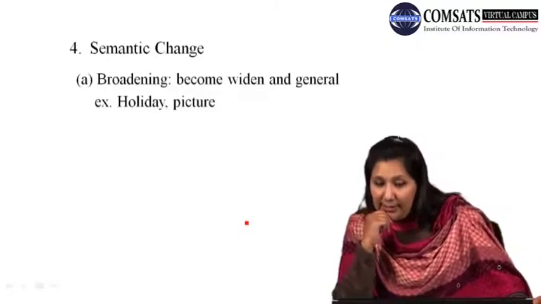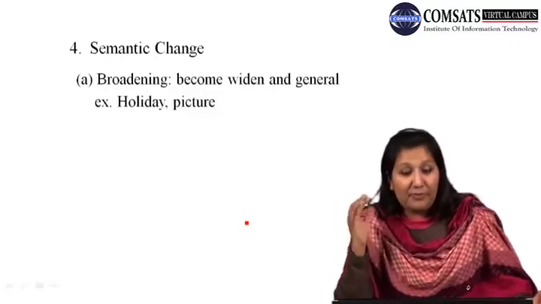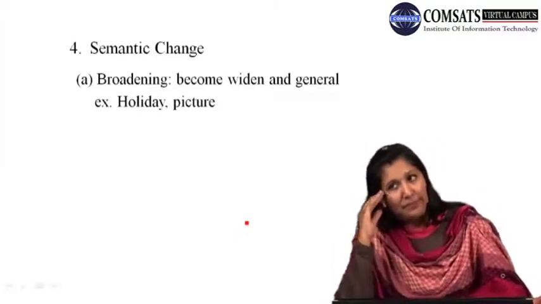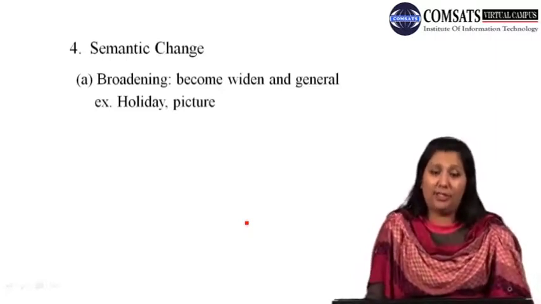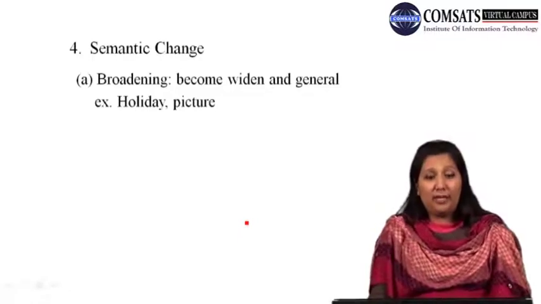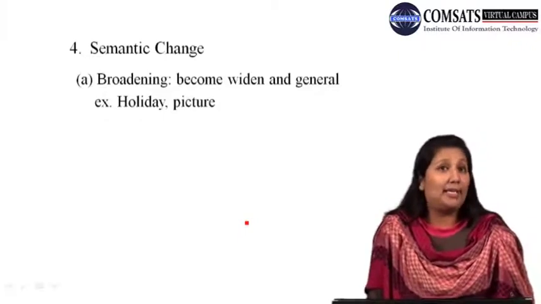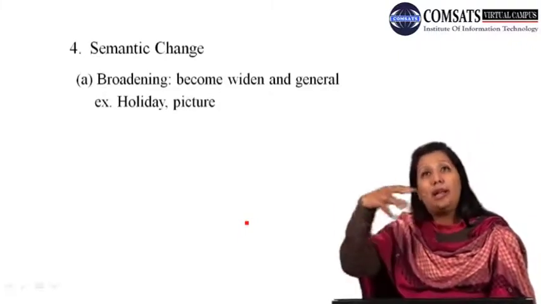Broadening: become wider and general. For example, holiday and picture. Semantic change. Semantics is actually concerned with the meanings of the words, with the meanings in the language. Semantic change is concerned with different things. For example, the first one is broadening, where you are broadening the meanings of certain things, where the things are more generalized.